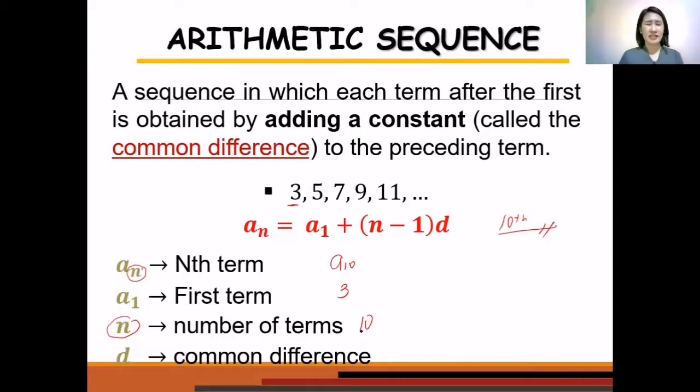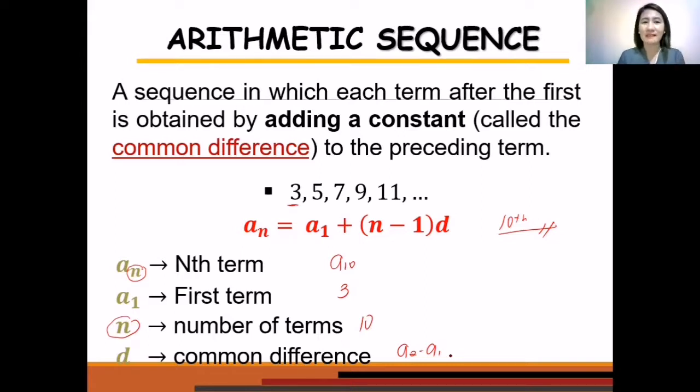And the common difference. Now, how will we know the common difference of a given arithmetic sequence? You only have to do subtraction. You only have to subtract the first term from the second term. You can actually do that for any succeeding terms. If you want to subtract a sub 3 from a sub 4, that's fine. If you want to subtract a sub 5 from a sub 6, again, that's okay.